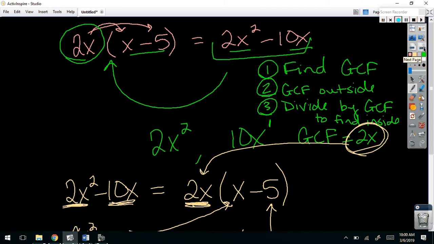All right, take a look at this one. I told y'all this is going to be a little tough, okay? I need y'all to stay with me. 4x to the 4th plus 24x to the 3rd. I want you to factor out the GCF. You're learning how to do it. You haven't forgotten. You're learning.